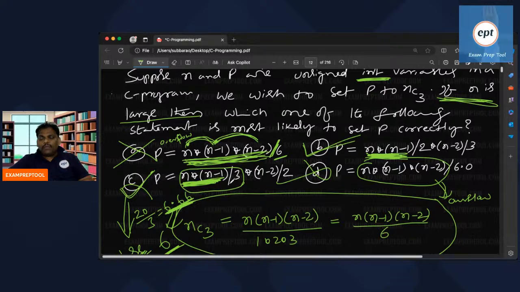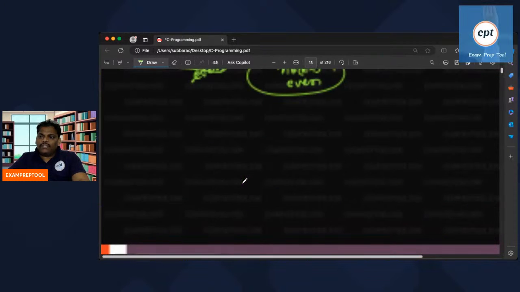n into n minus 1 became a big number. In option C also it became a big number. But if I divide by 3, I will lose data. So in option C, you will lose. In option B, you don't lose. So if you want, I will explain this.